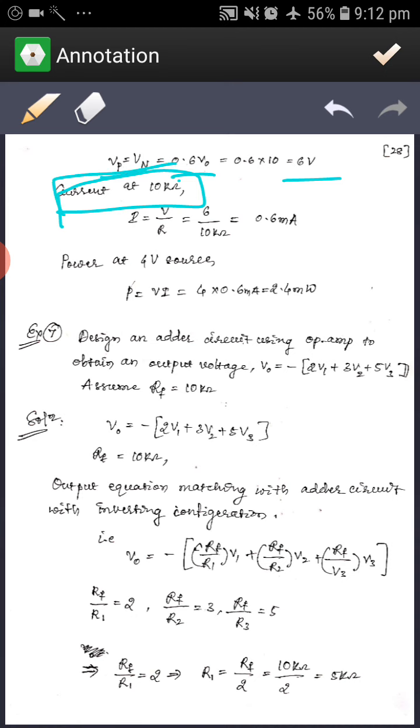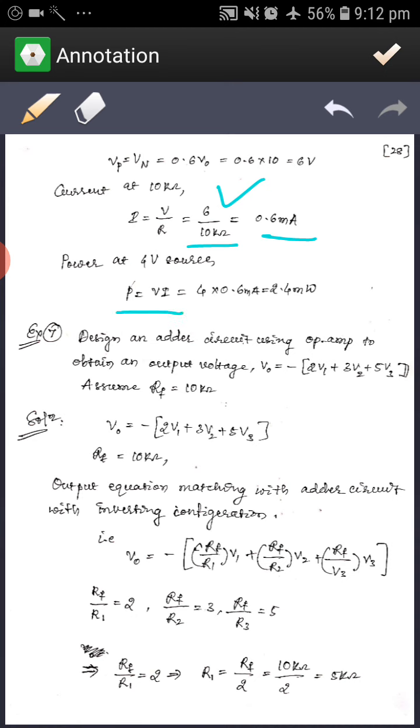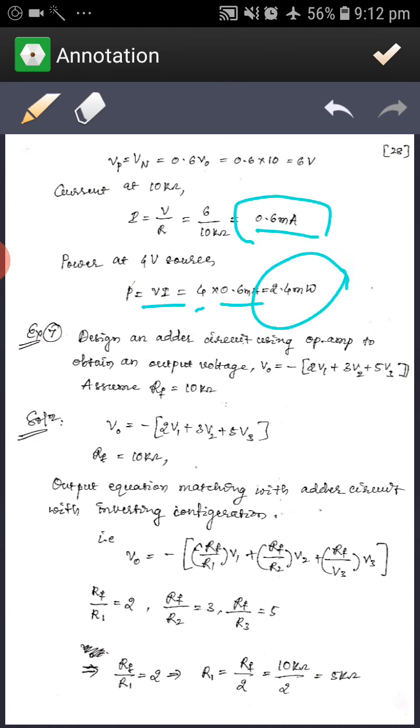Now we need to calculate the power. The current at 10k is V by R. V is 6 volts and R is 10k, so it is 0.6 milliamps. We know that power is equal to VI, where V is 4 volts. Power across the 4 volt source is V equal to 4 and the current we have calculated, 0.6 milliamps, so together it will be 2.4 milliwatts. This is all with respect to inverting and non-inverting amplifiers and other forms of circuits.